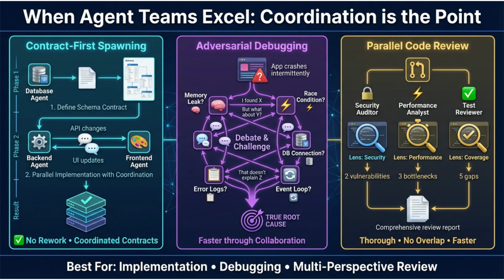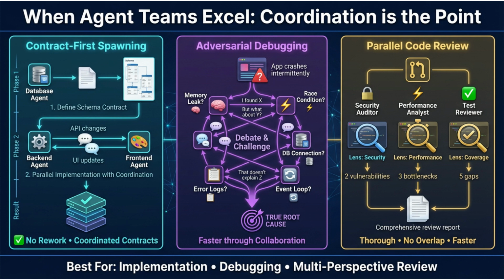Parallel debugging with competing hypotheses. Another killer use case. App crashes intermittently. Cause unknown. Spawn 5 teammates with different theories: memory leaks, race conditions, database connections, event loop, error logs. The magic: they challenge each other's findings.